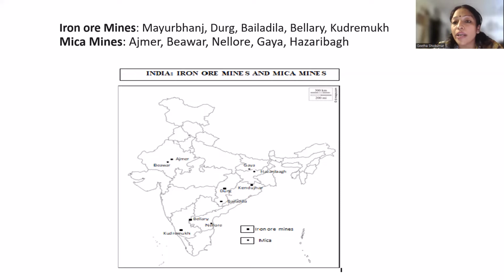So, iron ore mines and mica mines. The most important iron ore mines are Mayurbhanj, which is very, very important, then Durg, Kudremukh and Bellary. These four places have come for the exam in some way or other. It is always important to learn all the places prescribed by the CBSE, but these four places for iron ore mines are very, very important.